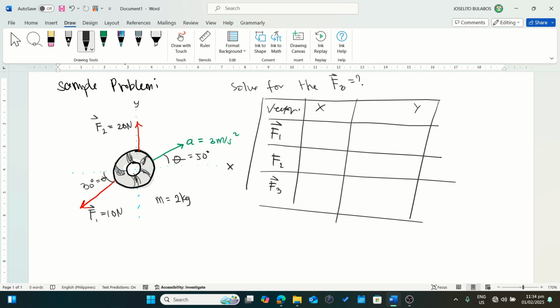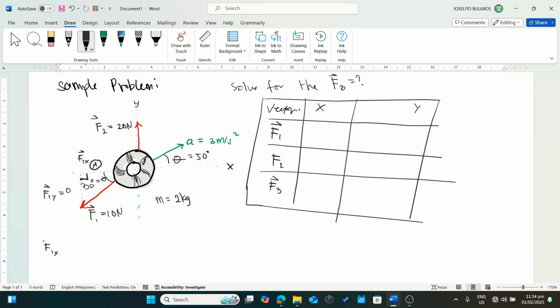Now let's start with F1. So for F1, if we could extend this line, something like this, we have here a right triangle. So this is our opposite, this is our adjacent. So looking for F1 along X must be this one, and our F1 along Y must also be this opposite. So with that, we could solve for F1 along X.